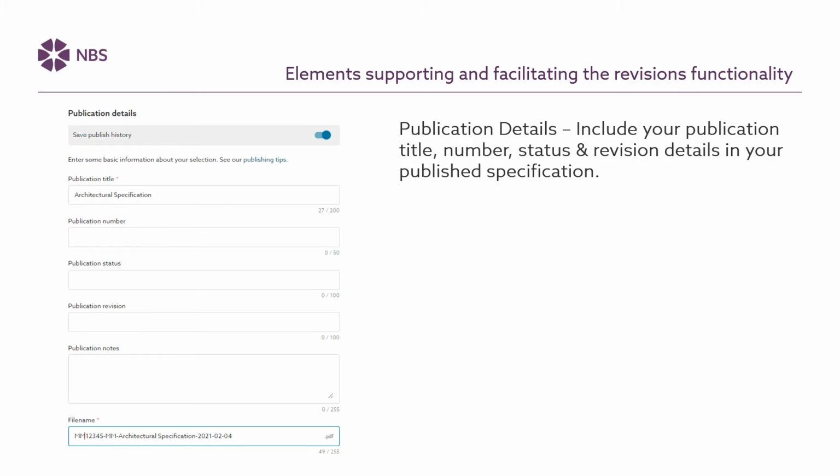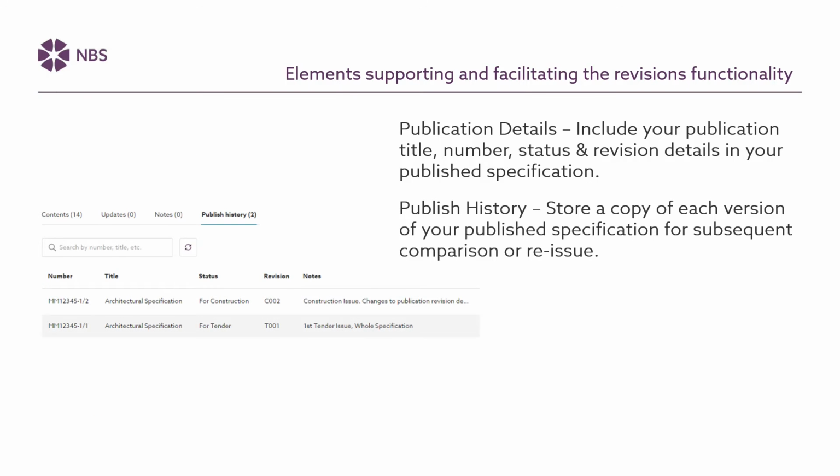Incidentally, we have a support article which you can access from within Chorus that discusses entering publication details when working to the ISO 19650 series of standards. So it's worth having a look at that, and indeed the other revision support articles if you haven't done so already. There is also the toggle switch at the top, which lets you decide whether or not you wish to save this version to the publish history.